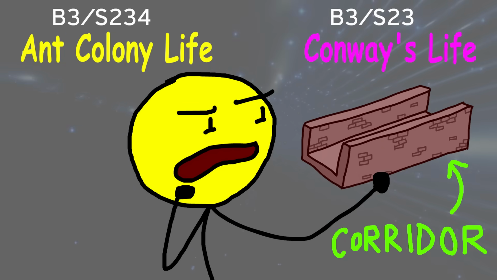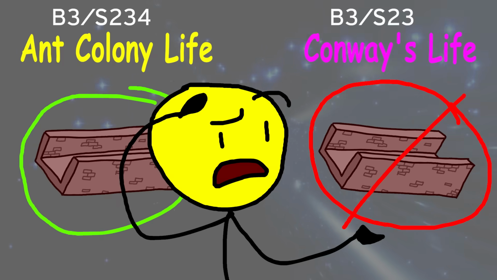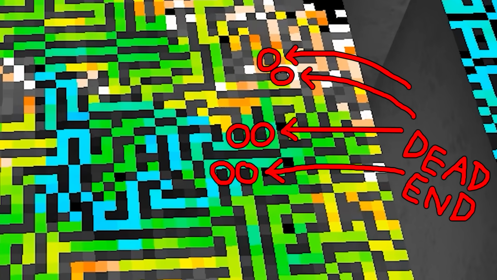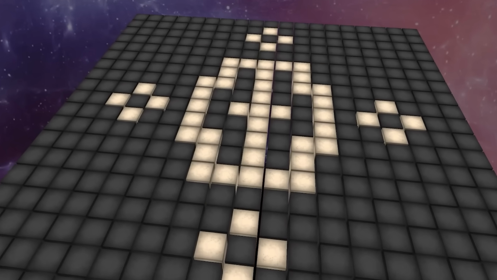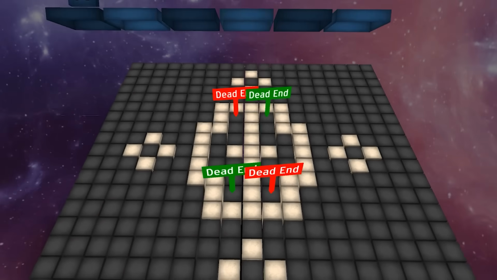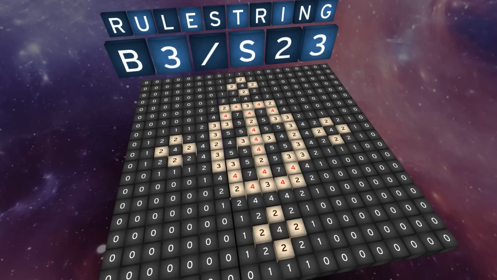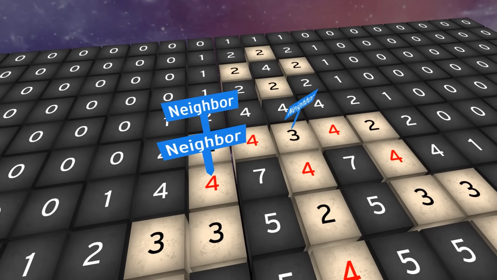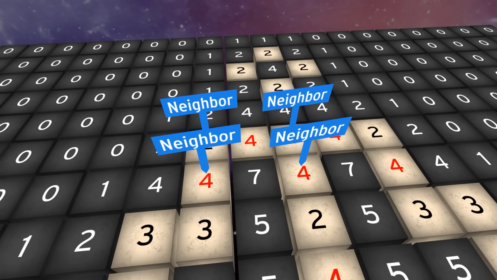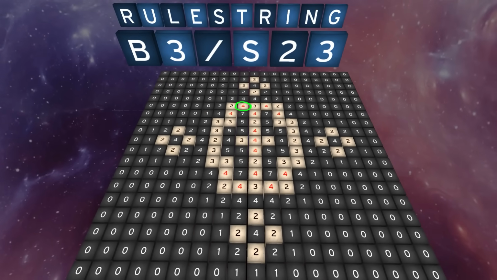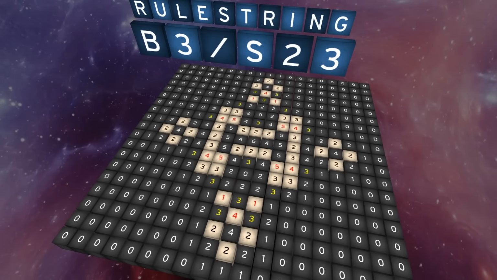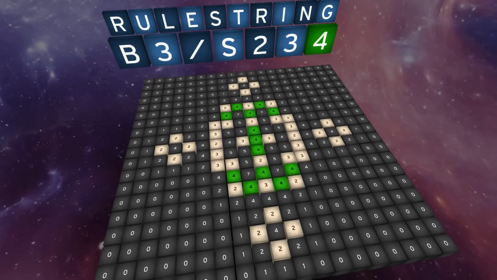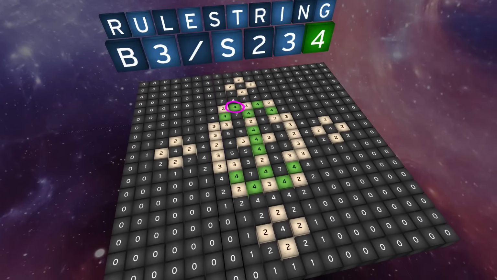So, why do corridors arise in ant colony life, but not Conway's life? Well, a common formation in corridors is the dead end. Here I've isolated 4 dead ends for analysis. Boom, boom, boom, boom. What happens if we apply Conway's rules? Well, take a look at the living cell directly ahead of any dead end. It is required to have at least 4 living neighbors, 2 to the right and 2 to the left. So applying B3S23 rules means that cell will die, making this whole structure unstable. Whereas following ant colony rules of B3S234, this survives just fine.